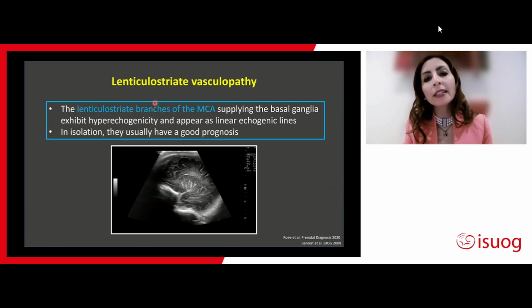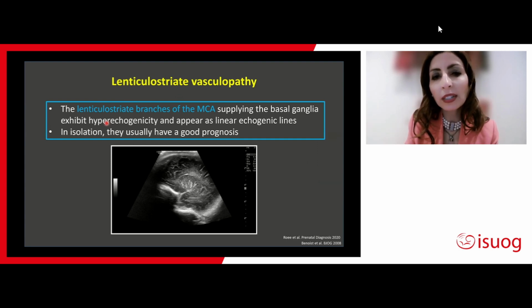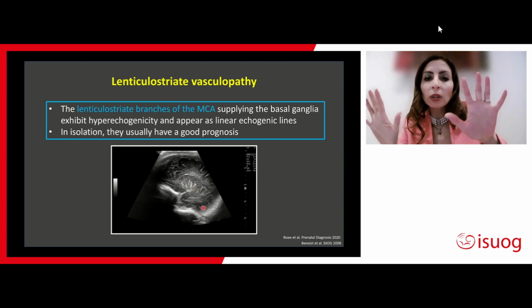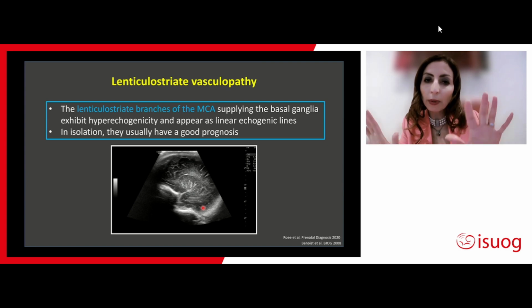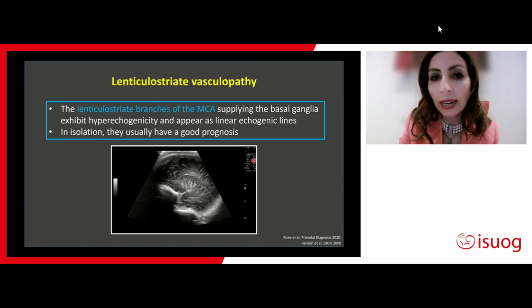Finally, the lenticulostriate vasculopathy. I'm mentioning it because, be careful, when it's isolated, they usually have a good prognosis. So it's the only thing that you see in the brain. In the absence of other brain abnormalities, they often have a good prognosis. So what do you see? What do I mean by this? This tends to be hyperechogenicity. They see it in the brain, and it follows the lenticulostriate branches of the middle cerebral artery, which supply the basal ganglia.